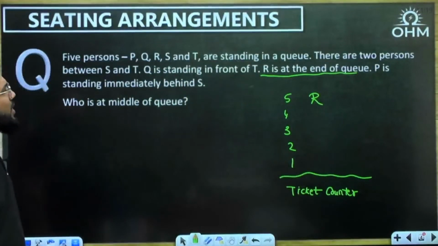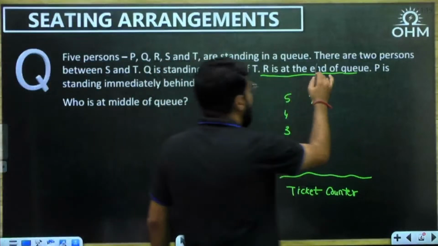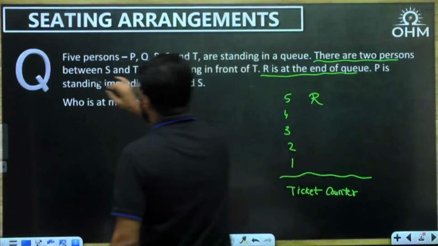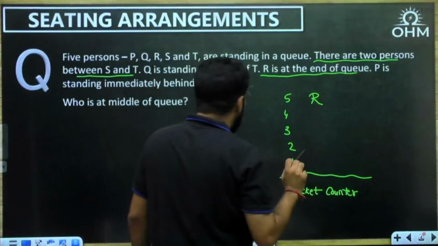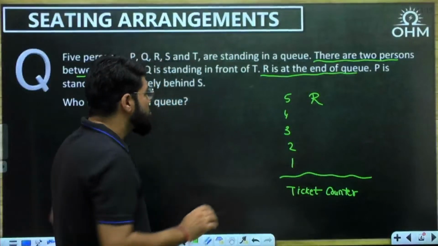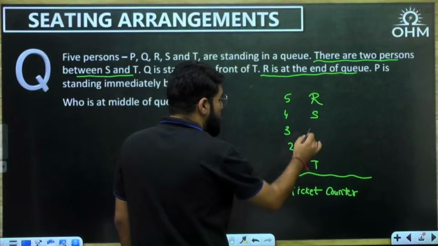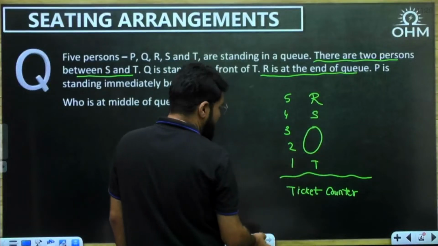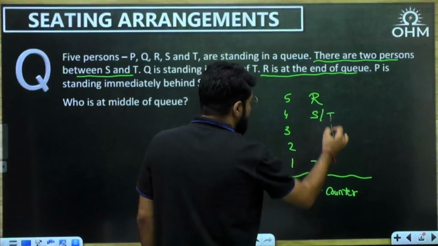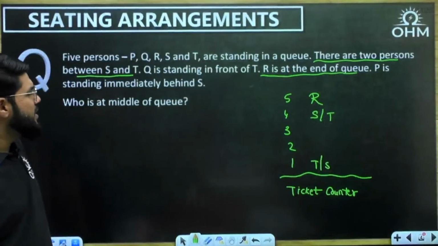Now there are 2 persons between S and T. The only way to make it 2 persons between S and T is that S and T must be placed here, or the reverse, so that you have 2 places empty in between. So ST here, or TS here, correct?